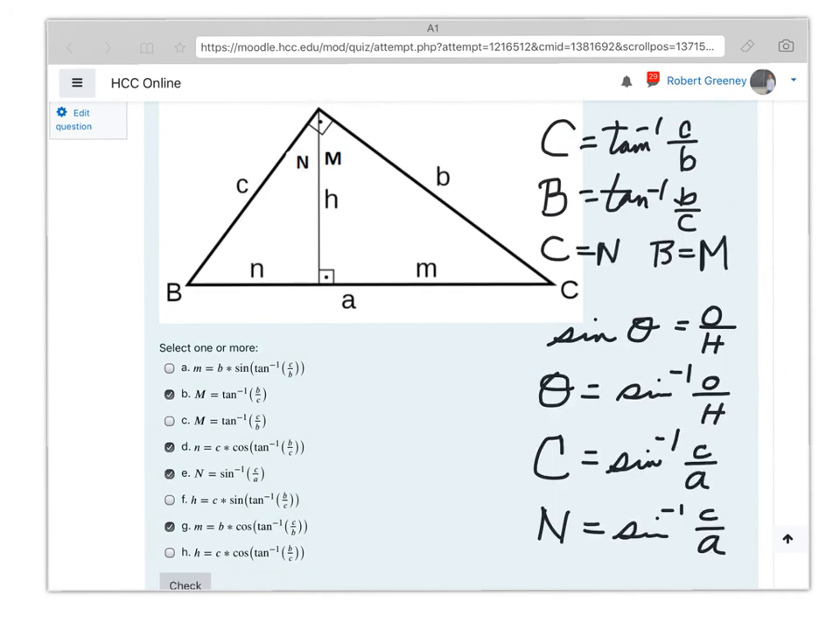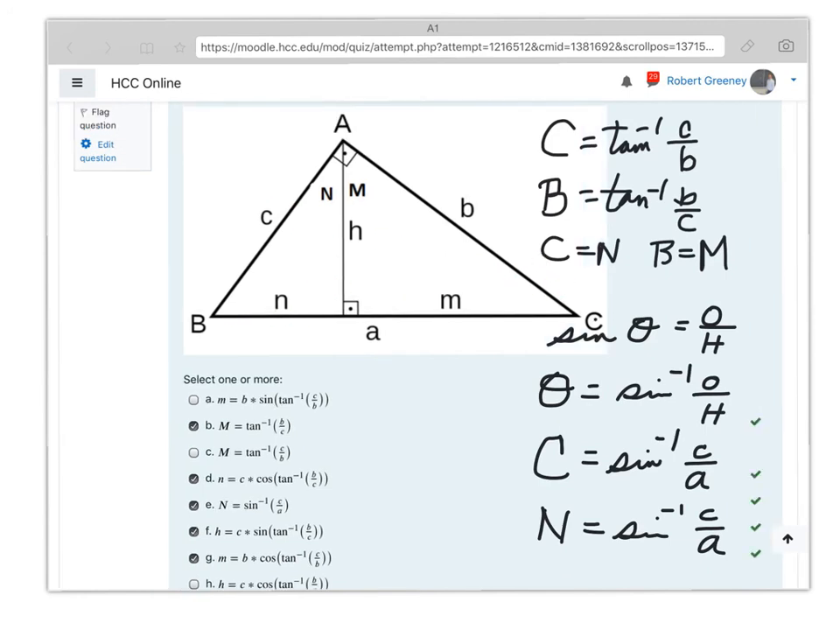That leads to these two selections. So M is equal to B, and B is inverse tan B over C. So M is also inverse tan B over C. And this one's a little tricky. It says N is the sine of C over A. So you need to take a look at that. The angle C has the side C opposite it, and A is the hypotenuse. So the sine inverse of the opposite over the hypotenuse does give the angle C. And since C is equal to N, then this choice is also correct.